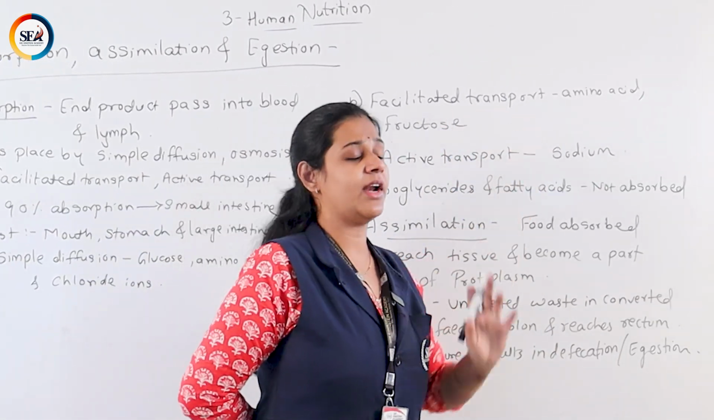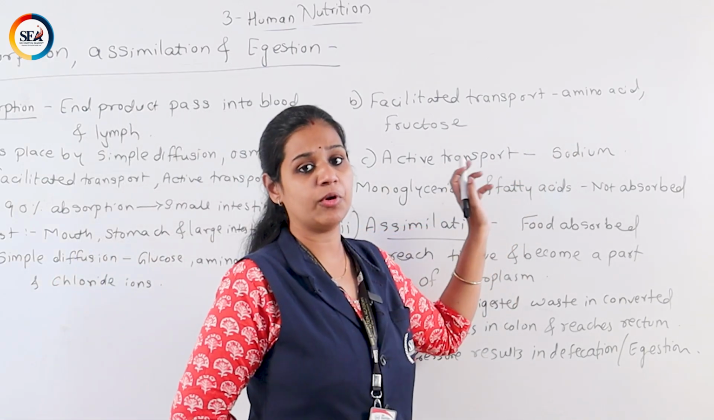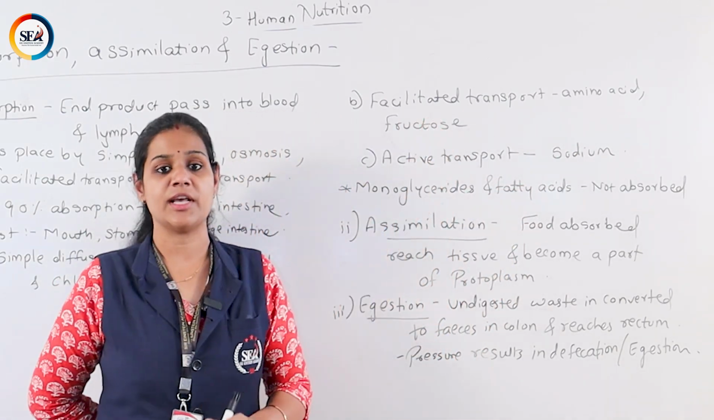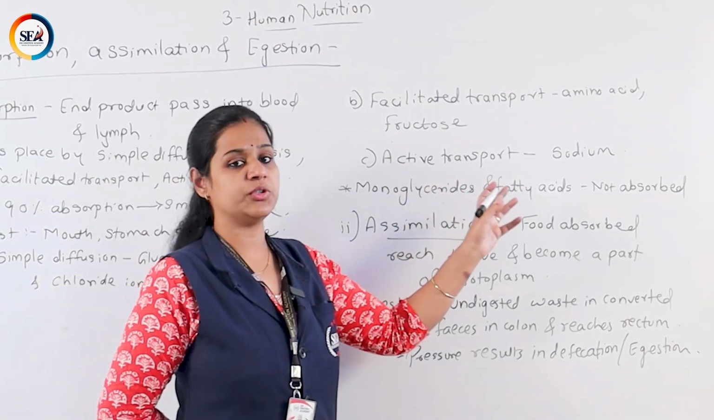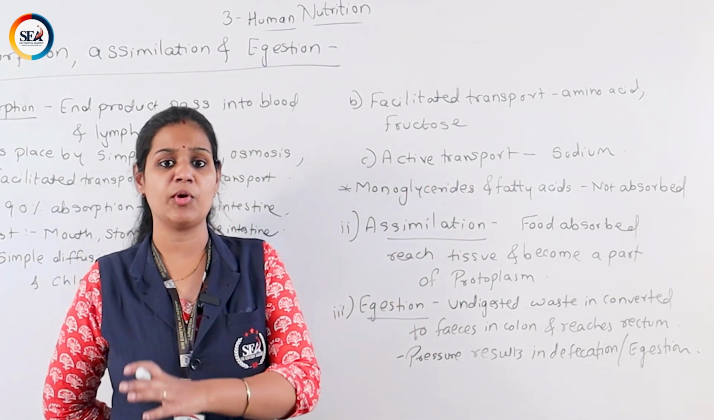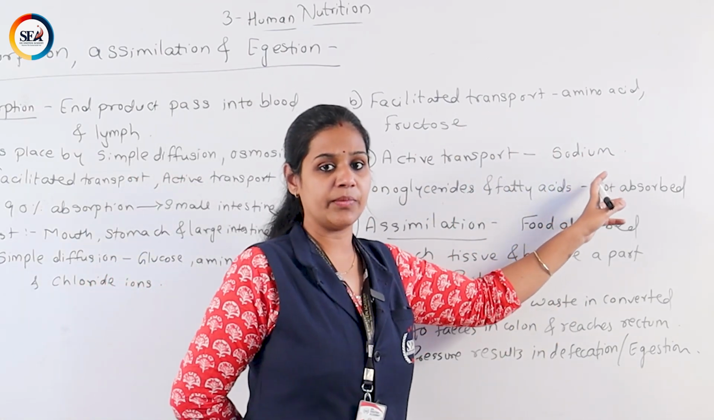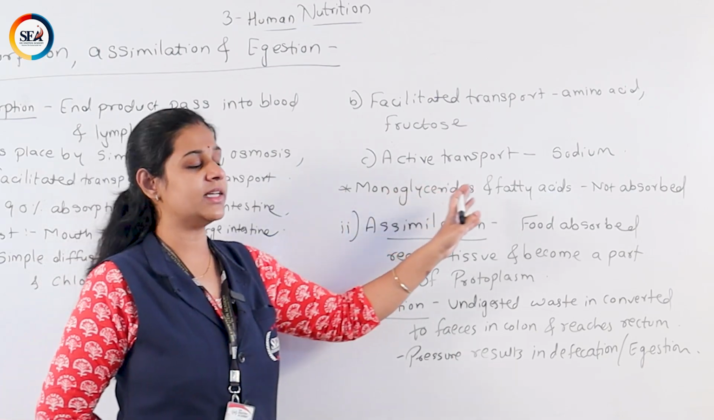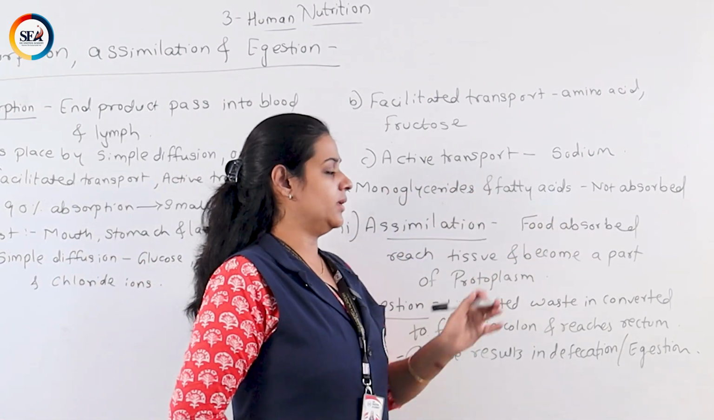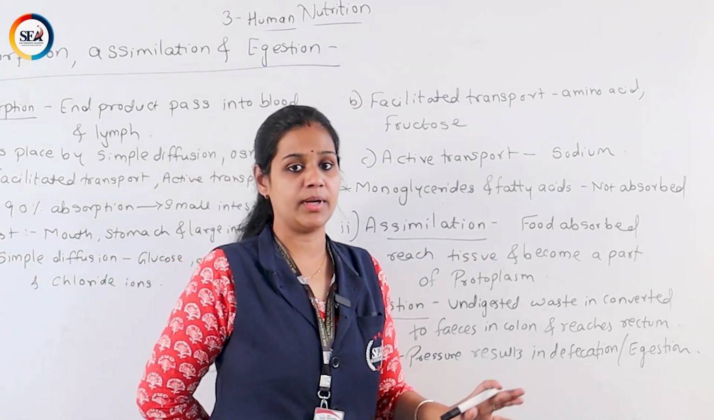Next, facilitated transport, where we require carrier proteins. The transportation of amino acids and fructose is carried out by facilitated transport. Thirdly, active transport, where the transportation of molecules takes place from lower concentration to the area of their higher concentration. Example, sodium. Lastly, monoglycerides and fatty acids are not absorbed.